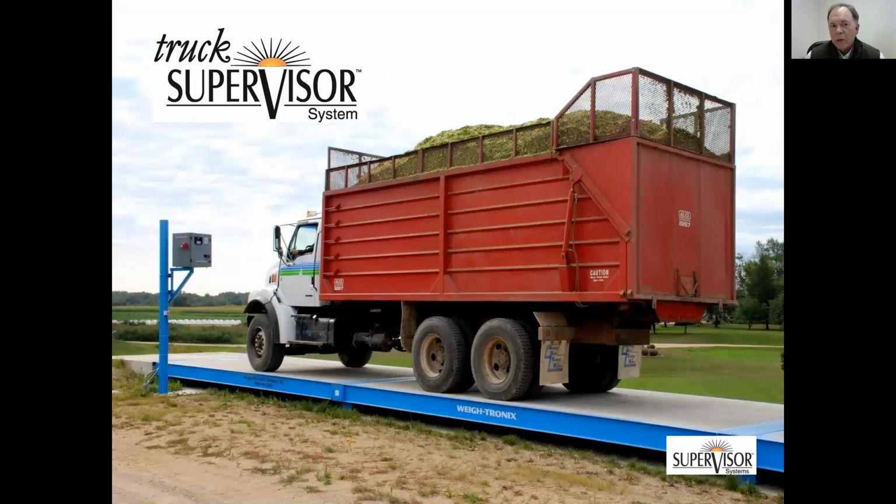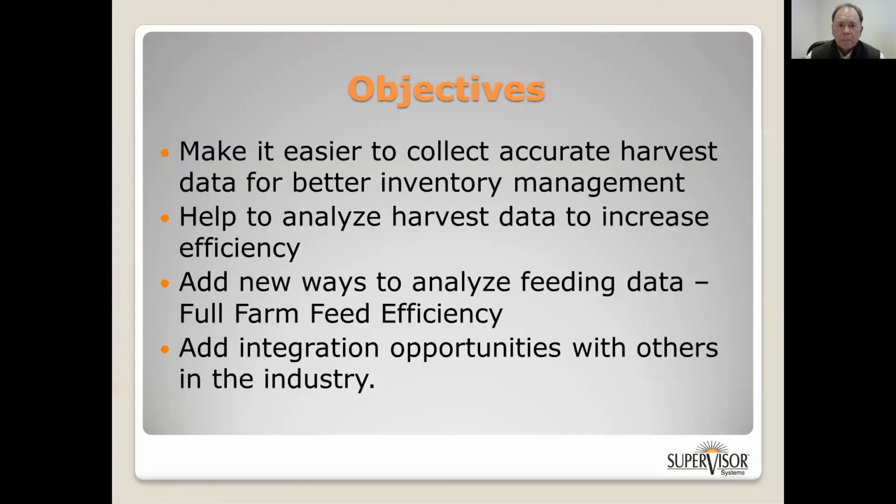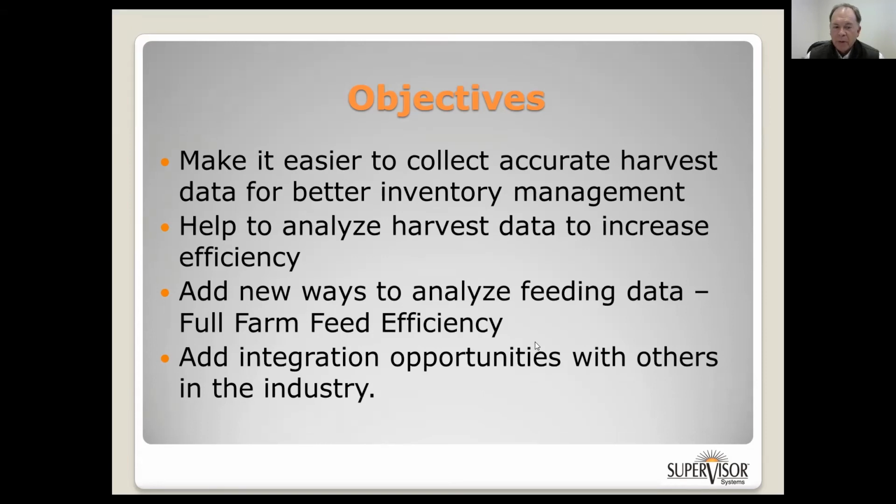This is the reason that we created Truck Supervisor. Truck Supervisor is the missing link that makes inventory the most important part of a feed management system, not just something that we ignore and overlook. Our objective with Truck Supervisor is to make it easier to collect accurate harvest data for better inventory management. Knowing how many ton of feed came off of a field, how many ton of feed went into a bunker, for various reasons as far as agronomy and total farm feed efficiency.